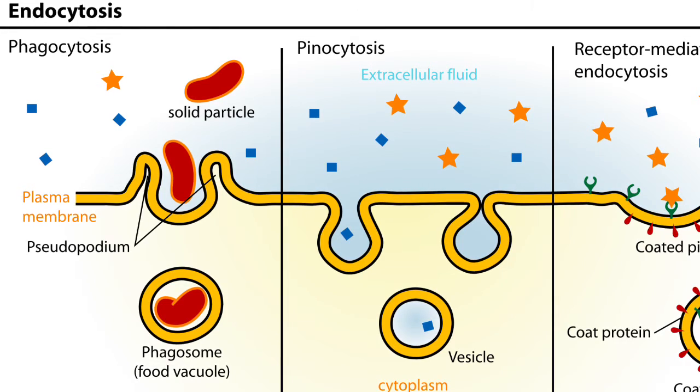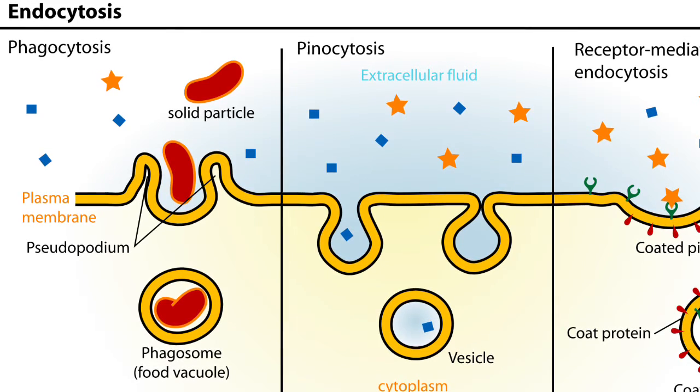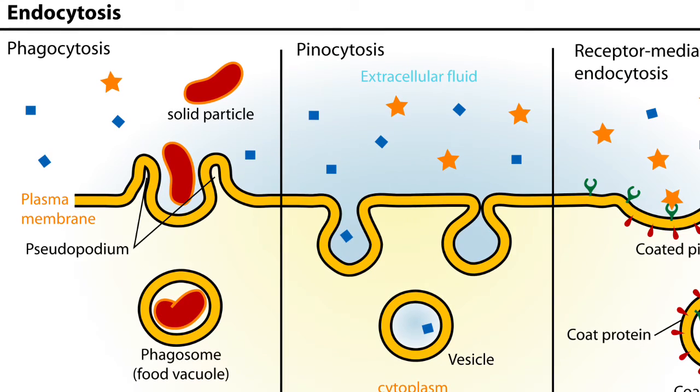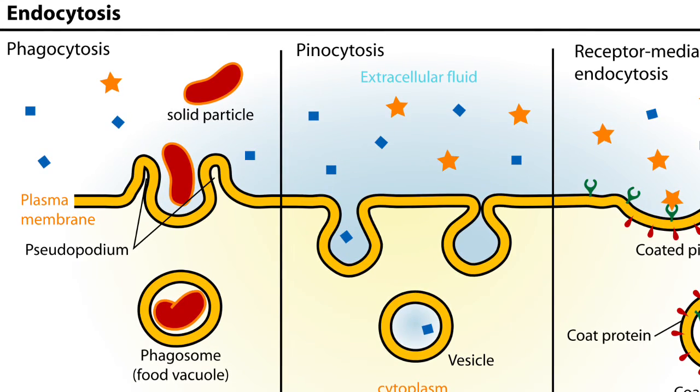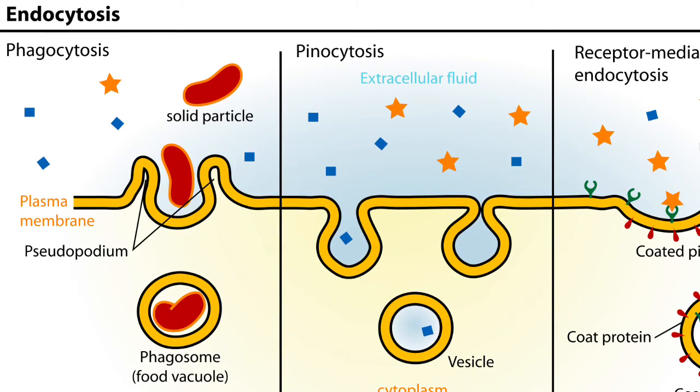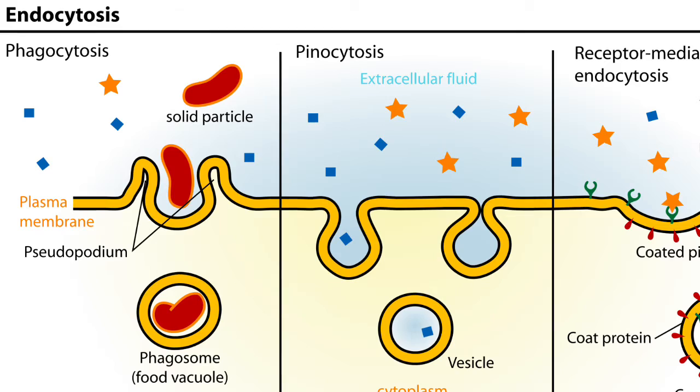Another type of endocytosis is called pinocytosis. It involves small vesicles that pinch off from the plasma membrane, bringing small dissolved substances and fluids into the cell. Pinocytosis means cellular drinking.